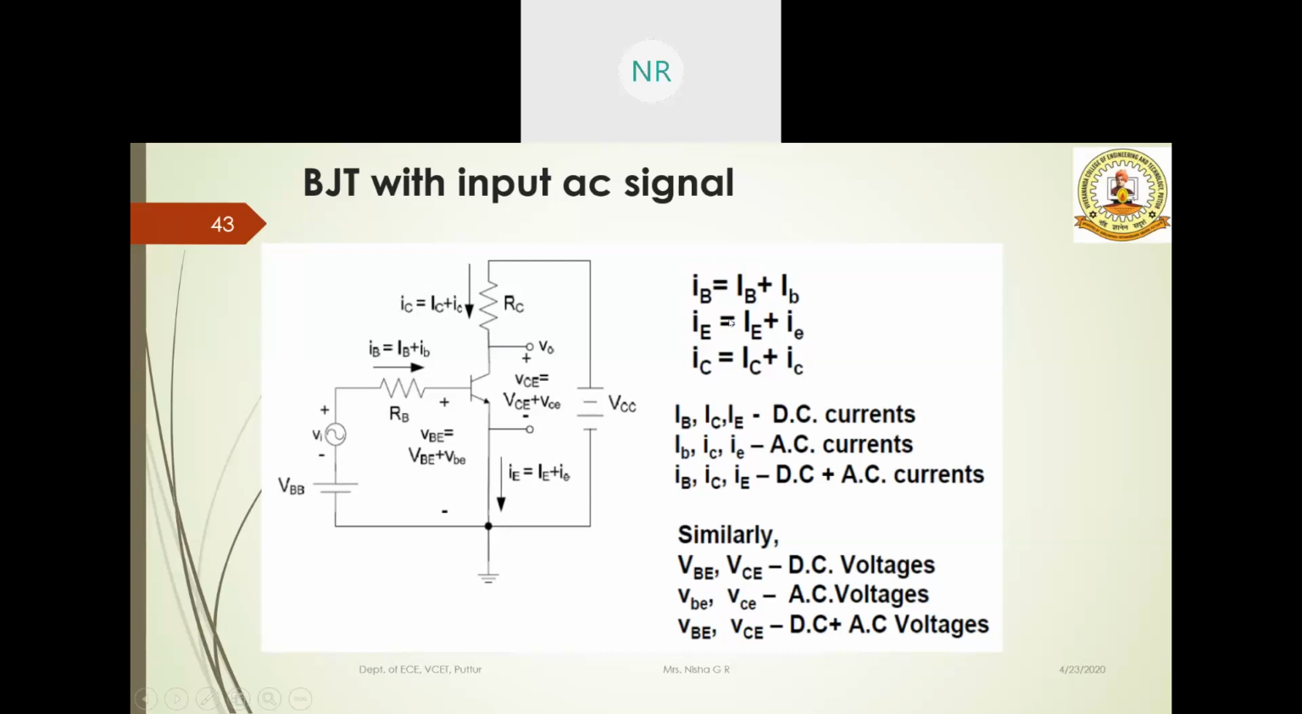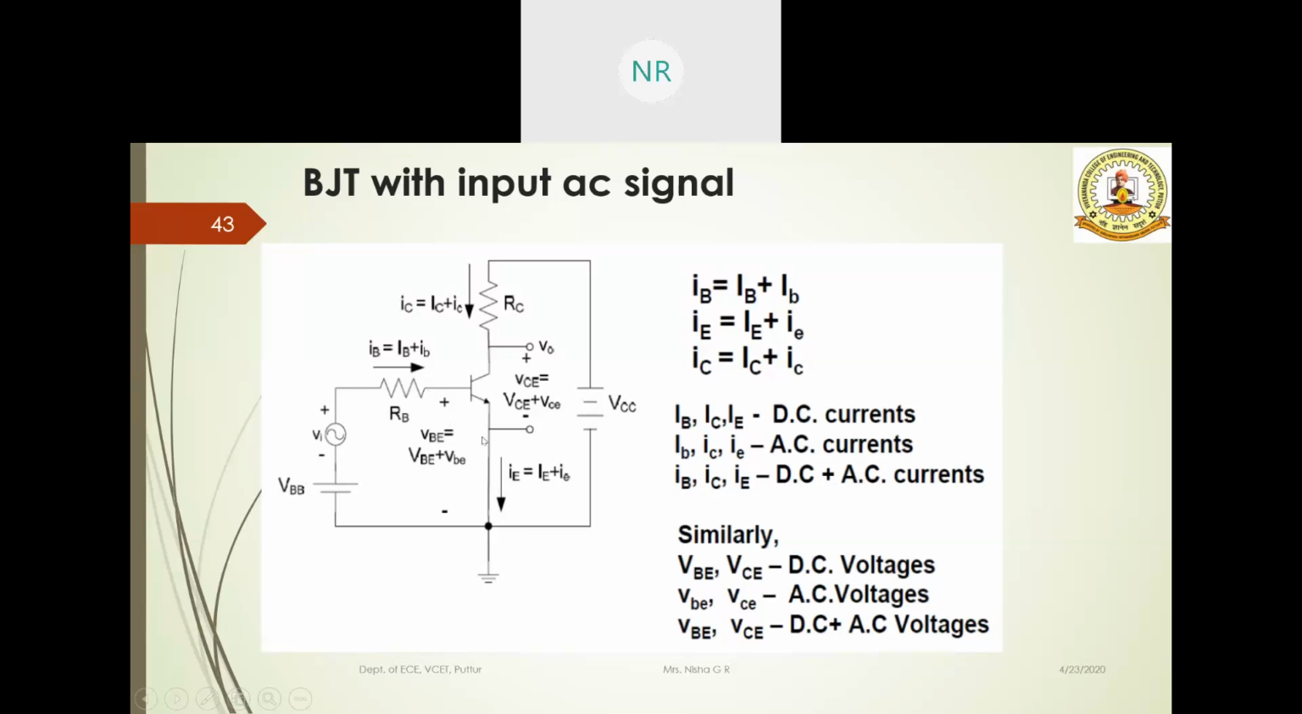So we have now seen these three equations, that is instantaneous base current, emitter current and collector current, which are the combinations of DC and AC currents. Here it is clearly mentioned, capital letter IB, IC, IE are DC currents, small letter ib, ic, ie are AC currents, and small letter i with capital letter subscript B, C, E represents the instantaneous current, that is the combination of DC and AC current. Similarly, two voltages we need to know. That is the input voltage.